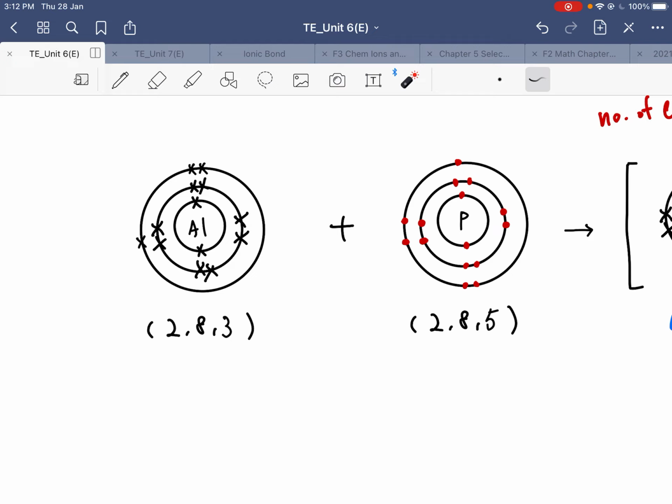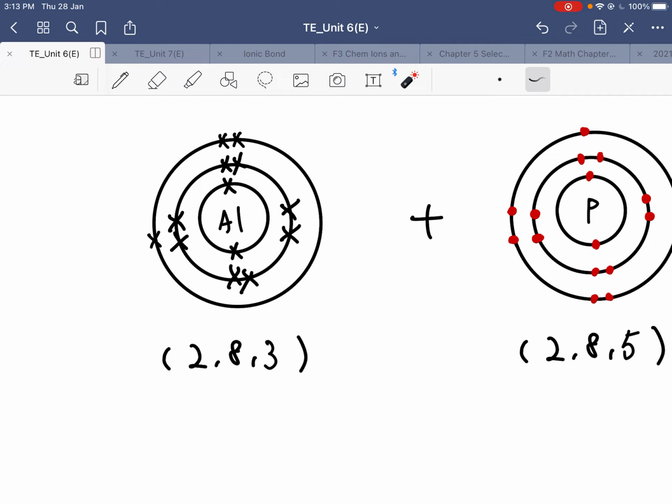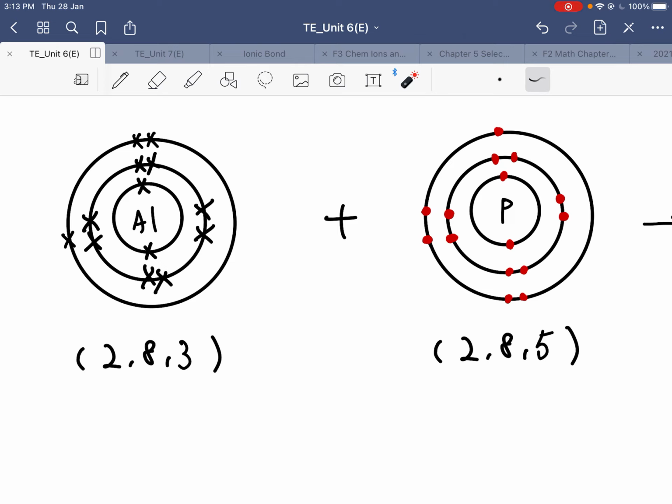Atomic number 13. And phosphorus, group 5, atomic number 15. For aluminium to attain octet structure, it is best for aluminium to lose the 3 electrons. And for phosphorus, not for sulfur, to attain octet structure, phosphorus needs 3 more electrons.